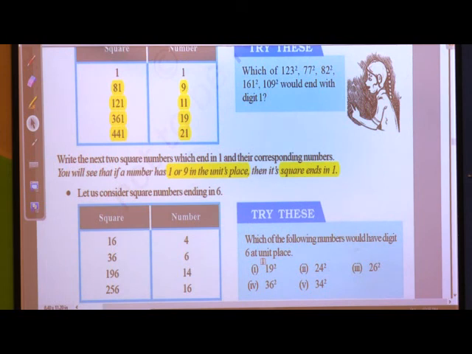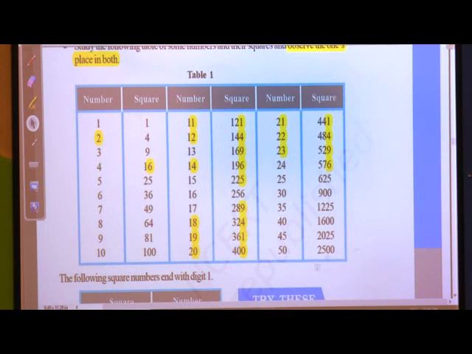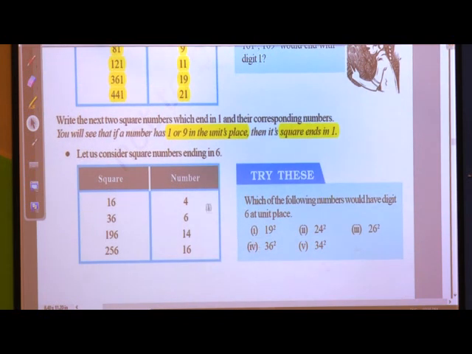Let us consider square numbers ending in 6. All these conclusions are from this table, whatever we have studied. From this table, these conclusions are there. They are explaining us on the basis of that. Let us consider square numbers ending in 6.